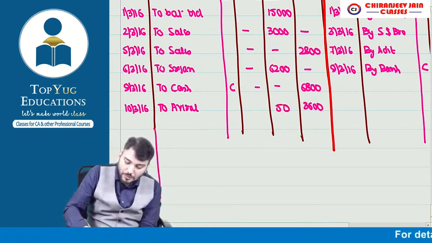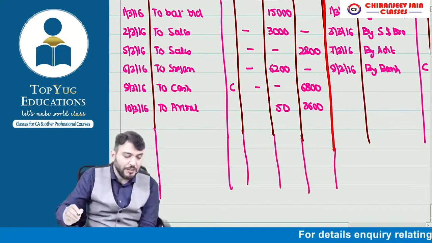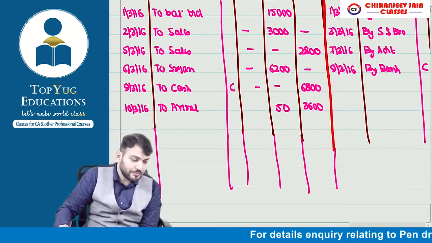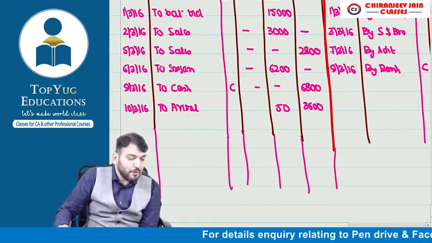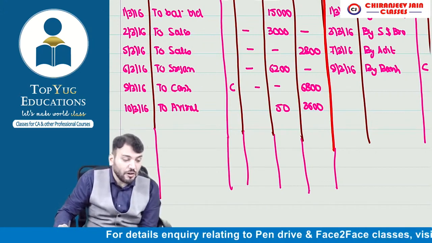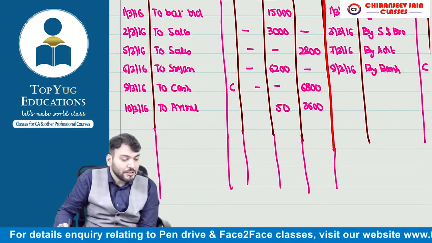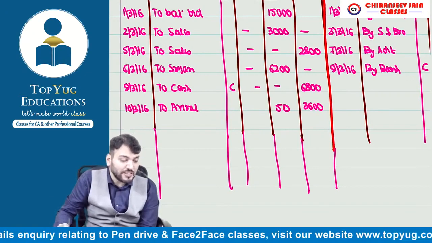I think this also you have understood. Do you understand this point? Yes sir, we have understood. Then next point: 12th March, Adit informed that Srijan's check is dishonored. Oh, it means the check that was endorsed has been dishonored.